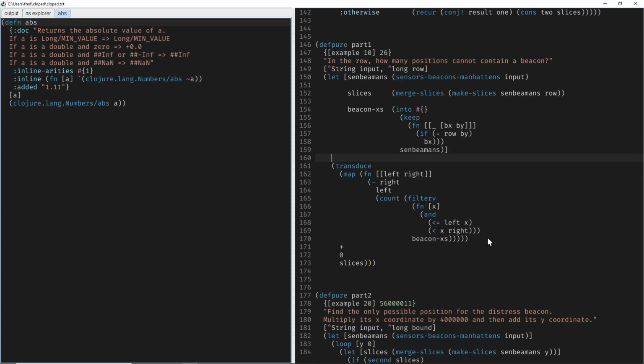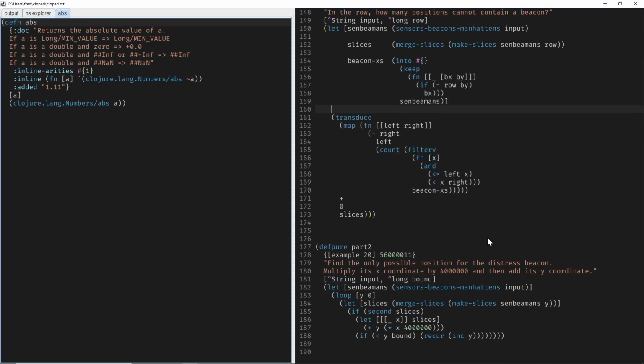Okay, and then for part 2, that's not a lot of code, thanks to all our preparations. Find the only possible position for the distress beacon. So in the entire two-dimensional grid, there's only one place where an undetected beacon could be, and we're supposed to find it. And that takes much, much longer. Let's see. So we process the input again. We start at the very first line. Then here we prepare our slices again. And then I check, is there a second slice in our slices?